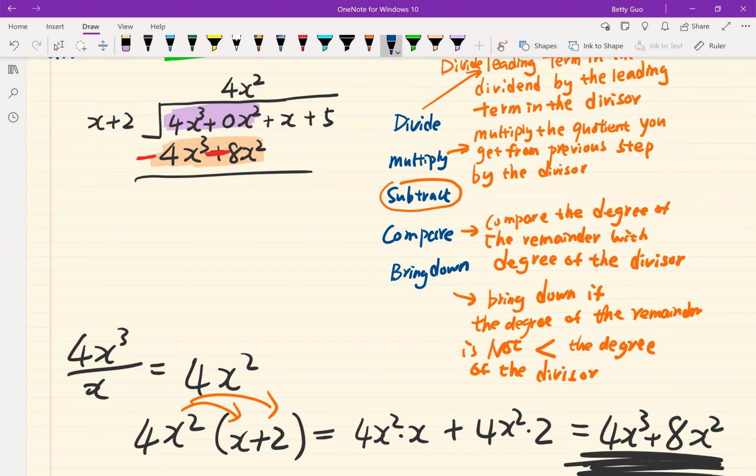What is this? This is the first remainder. It's not the remainder of the whole division; this is the remainder in the middle. At this point, we got a remainder.